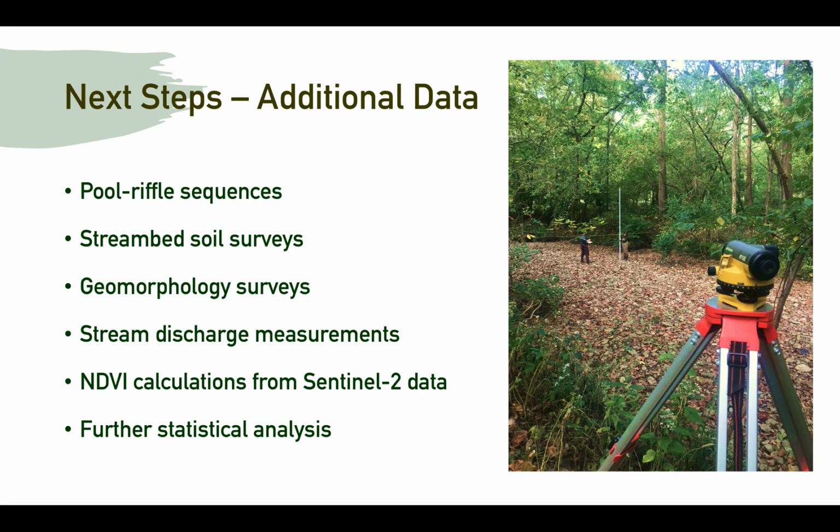The next steps will be to collect more water samples once the rivers resume flowing, as well as the collection of independent variables. This includes monthly NDVI averages for each sampling location, streambed surveys, geomorphology surveyed at 11 locations along each river, mapping of pool riffle sequences, and stream discharge measurements and calculations.